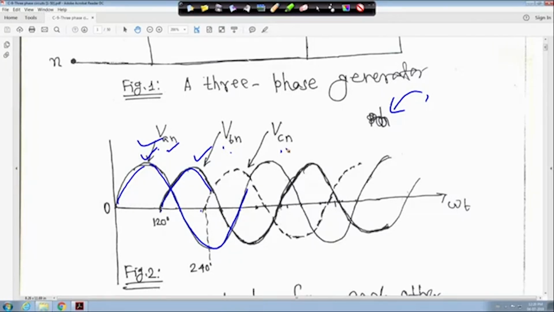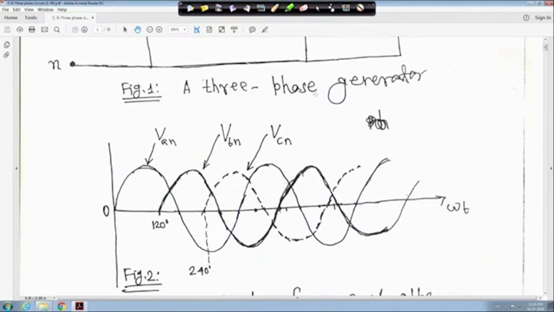A, B, C, these are 120 degrees apart. We assume that VAN is the reference, and this is your omega t, and this is the phase voltage, right? So this is the sinusoidal representation of VAN, VBN, and VCN. Only one thing I tell you: when you say AN, you take the A terminal as positive and the N terminal as negative, right? Instantaneous polarity, instantaneous polarity.